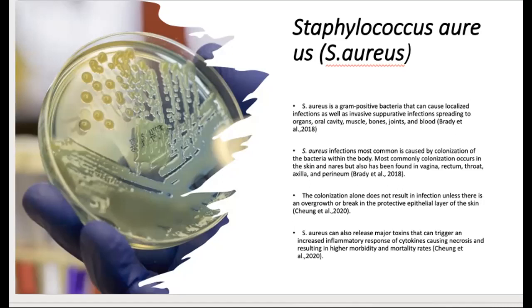Community S. aureus infections are most common, and they're caused by colonization of the bacteria within the body. The most common areas of colonization are the skin and nares, but they've also been found in the vagina, rectum, throat, axilla, and perineum. Typically, the colonization does not cause infection unless there is an overgrowth or a break in the protective epithelial barrier layer of the skin.